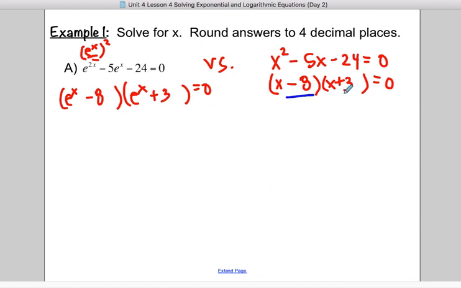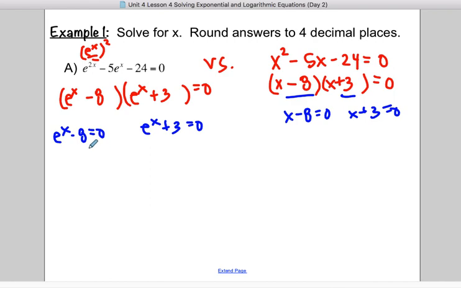Then, when we were solving these, we would just take each one, set it equal to 0, and solve. So we're going to do that here. We have e to the x minus 8 equals 0, and e to the x plus 3 equals 0. So if I solve this, I have e to the x, if I add 8 to the other side, equals 8. And then in order to get rid of e, remember we ln on both sides. ln and e cancel each other out. You are just left with x is equal to the ln of 8.